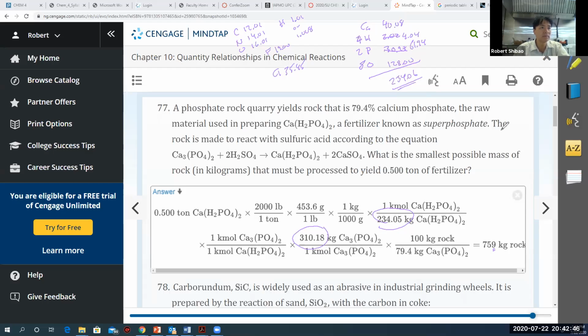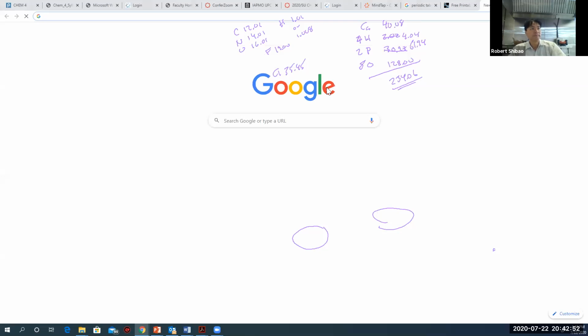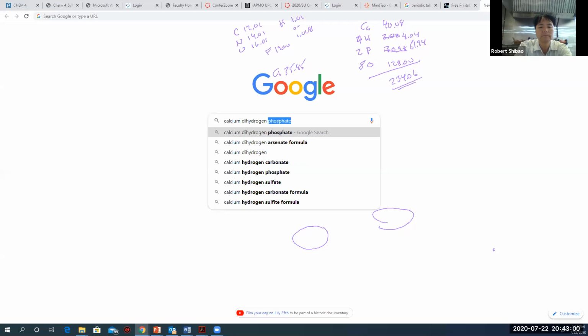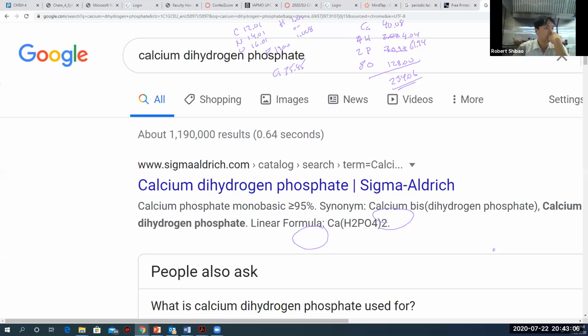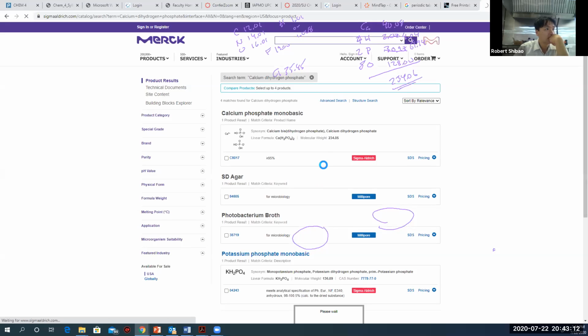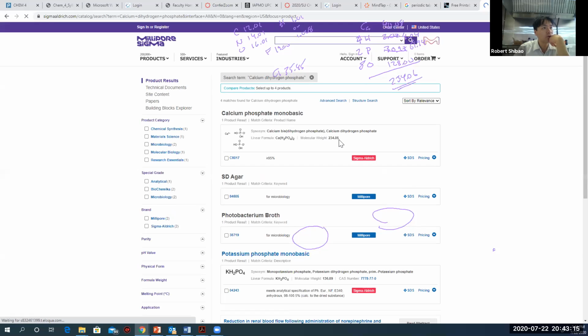Now let's take a look at calcium dihydrogen phosphate. Let's see to more digits what it is. You can buy this stuff. Well, they got 234.05 here. Do you see that? 234.05. So I suspect I'm off a bit because of my overzealous rounding.